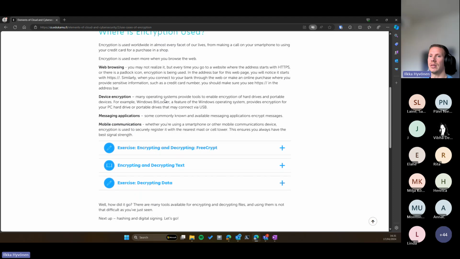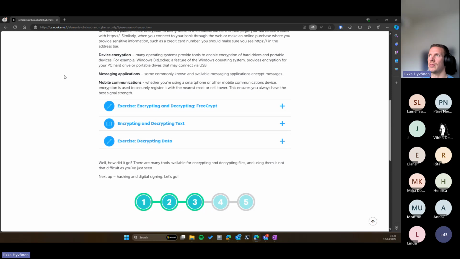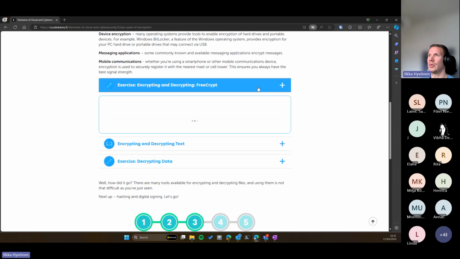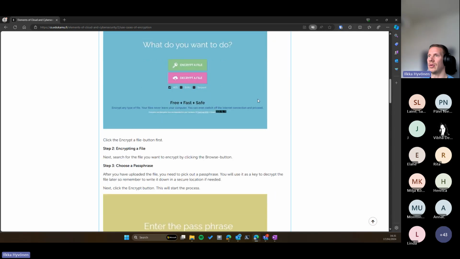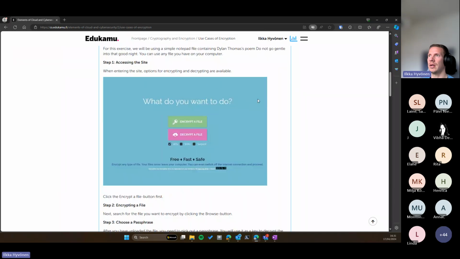So when data is stored, it's encrypted, for example, in devices. If you have your work laptop, usually they use something like Windows BitLocker to encrypt the hard drive. And also many messaging applications nowadays encrypt messages, like Signal, for example, which uses end-to-end encryption of your messages, so nobody is able to eavesdrop on your communications. And then there are also some exercises if you want to test how encryption works. There are guidelines on how to encrypt data with these web-based tools.